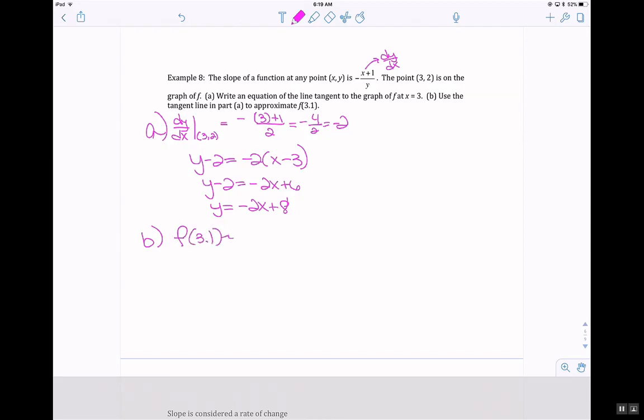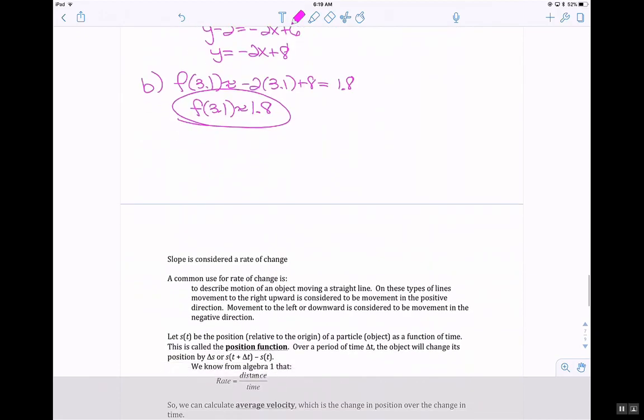Part B is to find f of 3.1. So negative 2 times 3.1 plus 8, which is equal to 1.8. So f of 3.1 is approximately 1.8. And now we're going to get into some physics stuff.